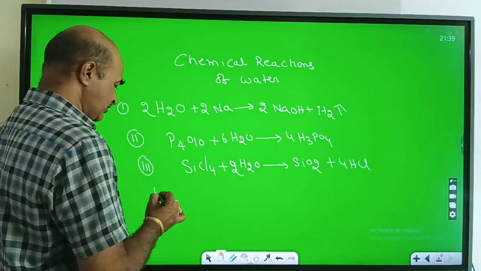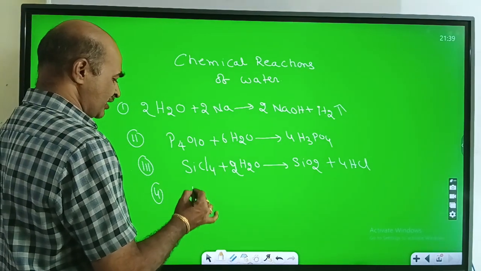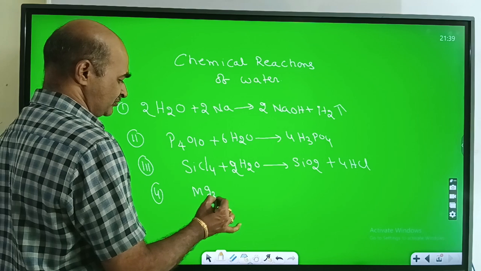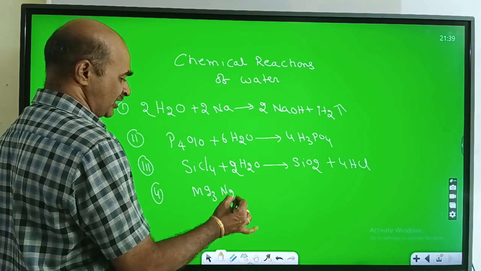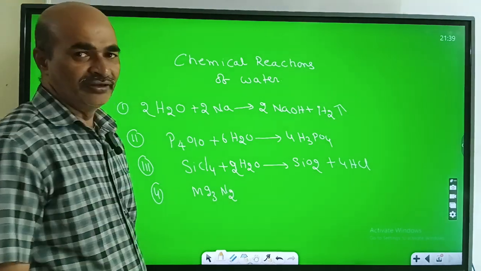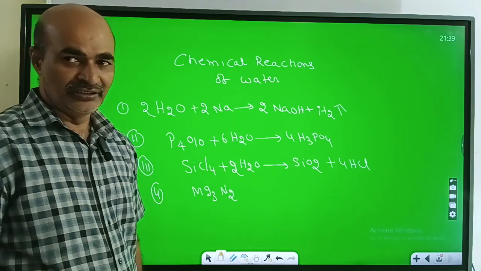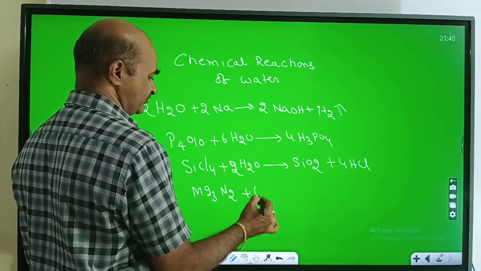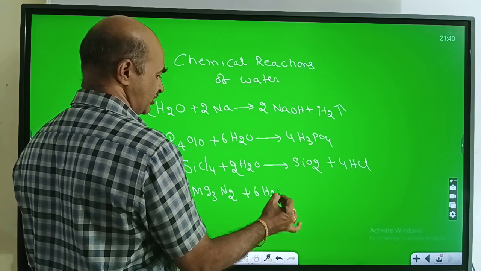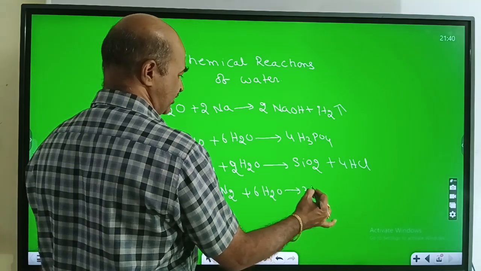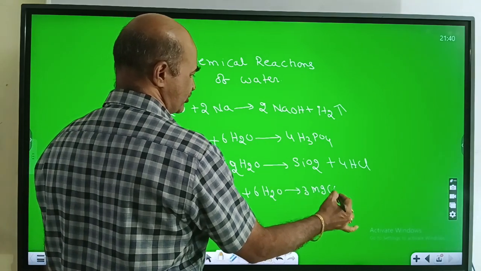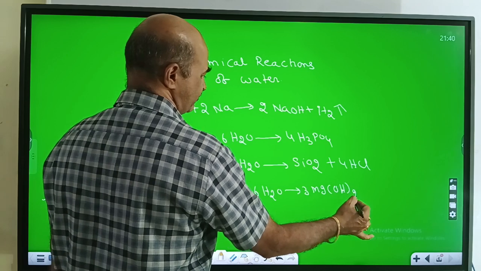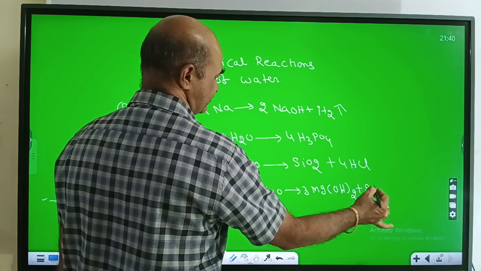And water reacts with magnesium nitride, Mg3N2. This is magnesium nitride. Water reacts with magnesium nitride. You get magnesium hydroxide plus ammonia.